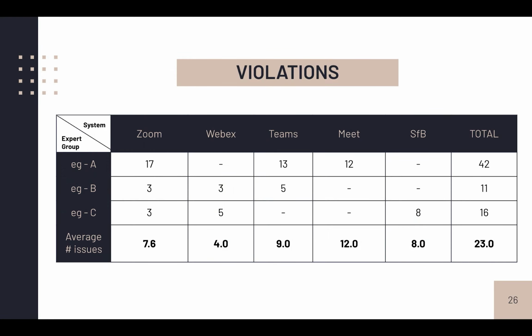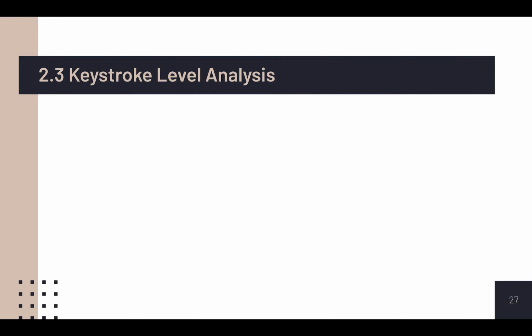Here are the numbers of violations that each team discovered in every system that they evaluated. The average number of violations that were found in Zoom was 7.6, which is less than every other system except Cisco WebEx. Keystroke level analysis predicts how long it will take an expert user to accomplish a routine task without errors.